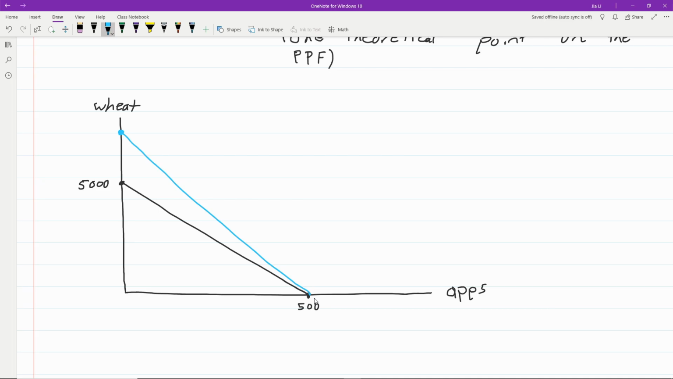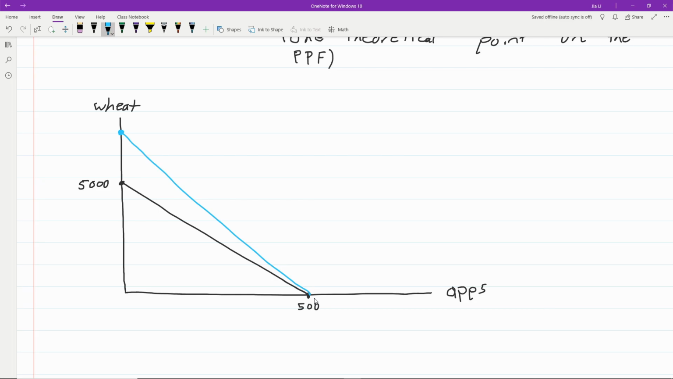The line pivoted outward. Well, it's the same thing here. The price of producing wheat, that is the amount of time it takes to produce a ton of wheat, decreased, and so it pivots outward. The PPF pivots outward.